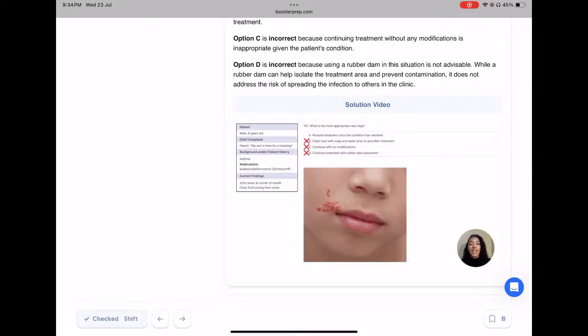Impetigo is contagious and it can spread to other patients, your staff, and again, yourself. So it's best to just pause and wait for the condition to be treated so that you can continue with your dental treatment. Also, dental procedures can be painful for patients who have impetigo. So this is the correct answer for this question.